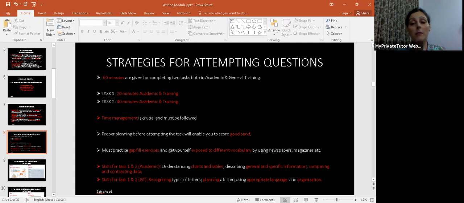Time management is the most crucial thing, and you have to follow that. Then proper planning before attempting the tasks will help you get a good band. You will be able to touch your target, what you have planned, and do it in time. Before going for that, you have to work on improving your time management and everything.